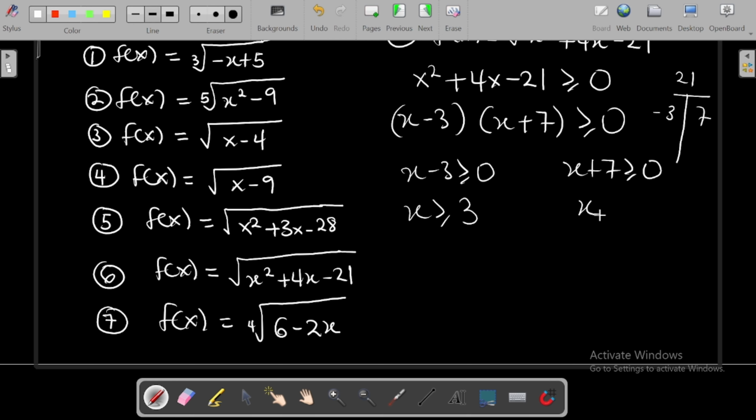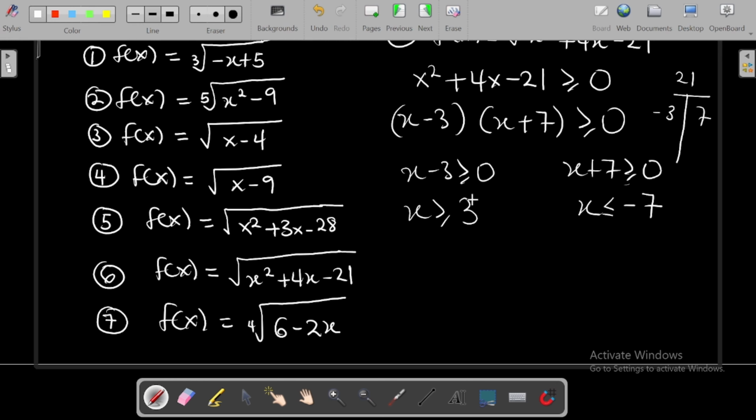Since you're going to get negative, you change the sign of the inequality. Then you come and get negative 7. We are going to learn how to solve quadratic inequalities in another video, and I'm going to explain why you change the sign. So for now, it's just a trick. Just know it and then apply it when you're solving quadratic inequalities.